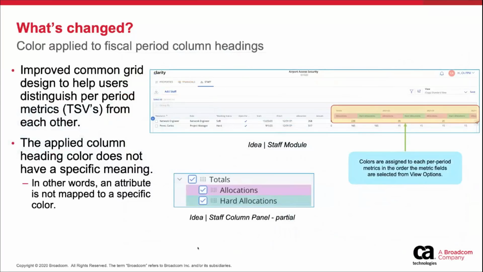Got some examples here. I'm in staff, looking at allocations and hard allocations, and I can visually differentiate, in the per period section, the difference between the two. The image in the middle of the screen at the bottom here is the column panel. It too is going to have color if those attributes are selected using view options. So I'll show that in a second.